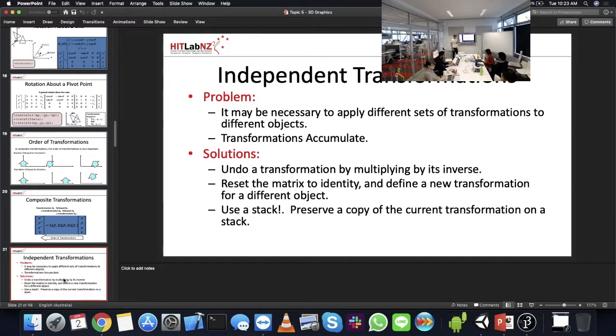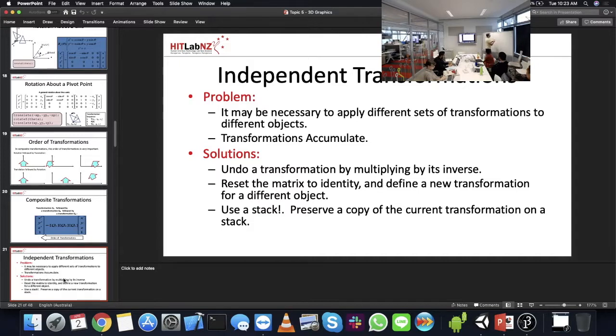If I'm starting at my origin here, and I move this over to here, and I want to draw this relevant to the origin, I can move back the opposite of that and then move it out where I want it. Or I can reset the matrix to identity. And what resetting the matrix to identity means is basically our identity matrix.